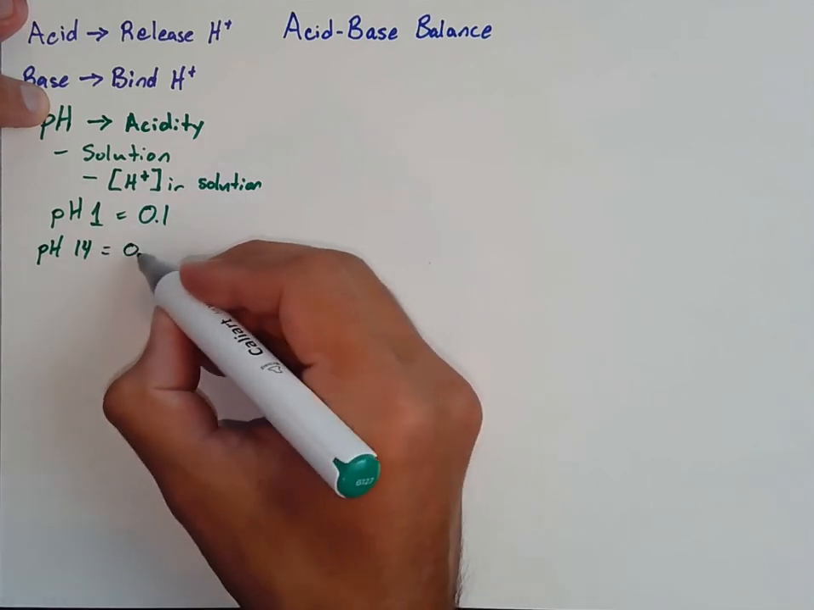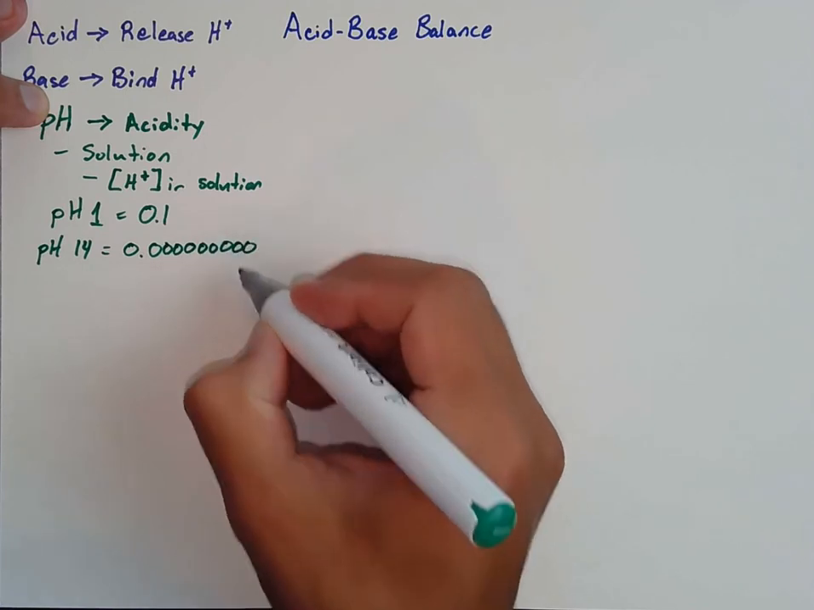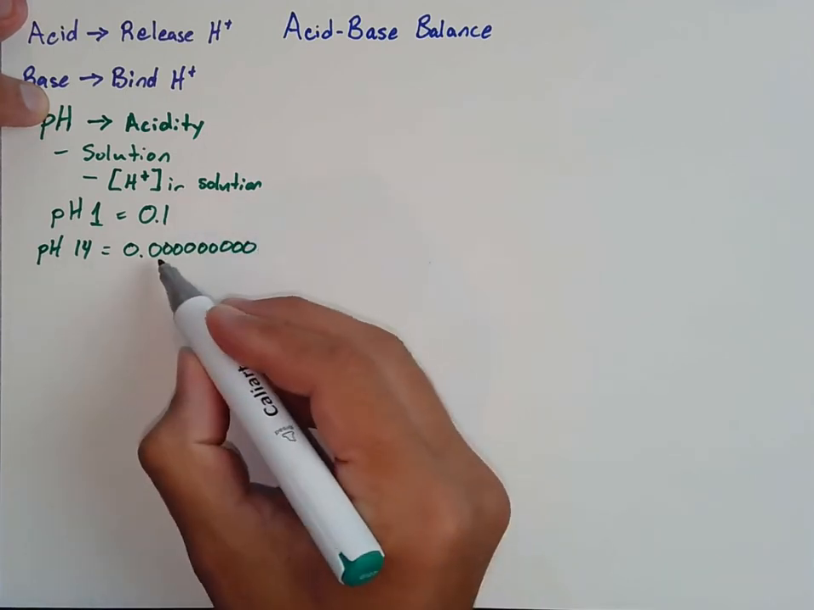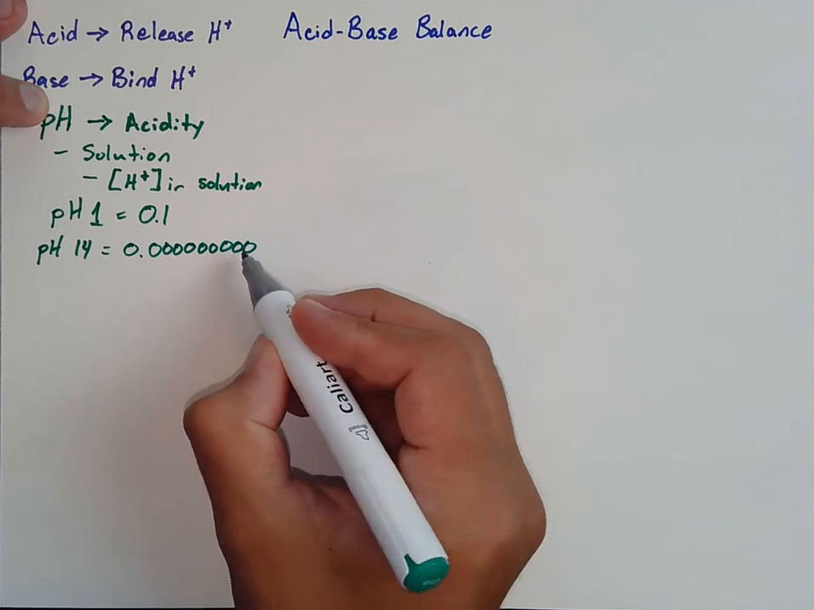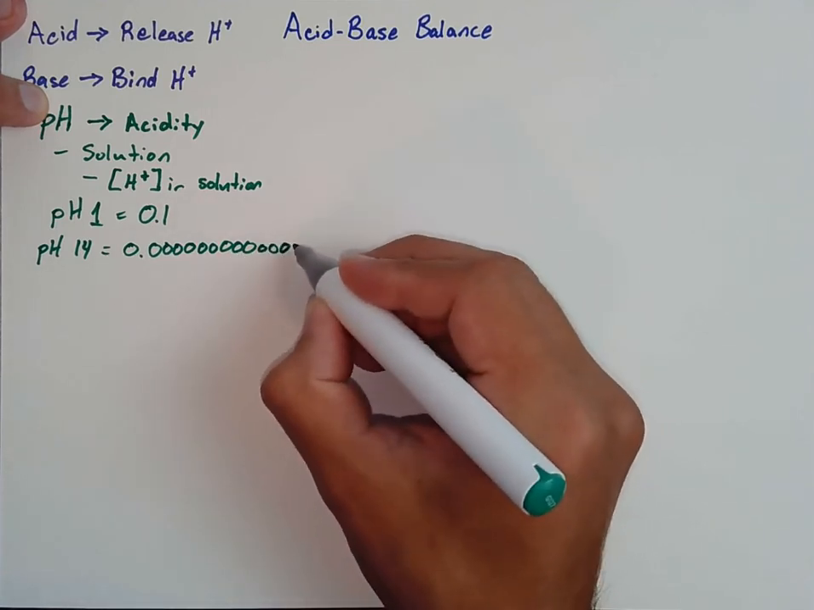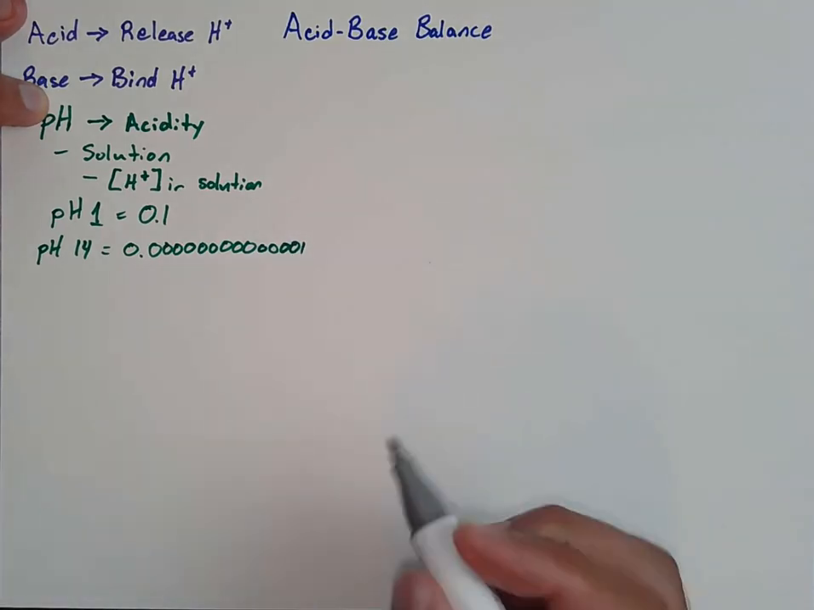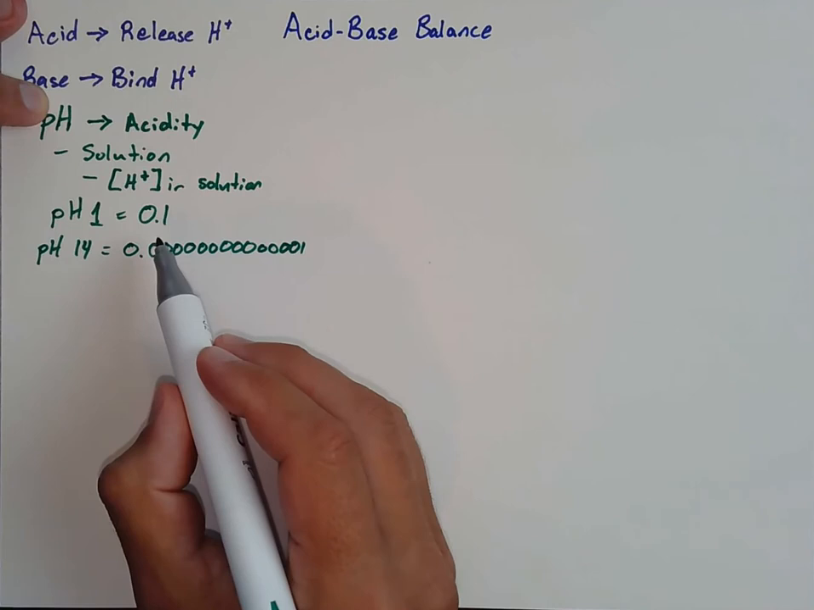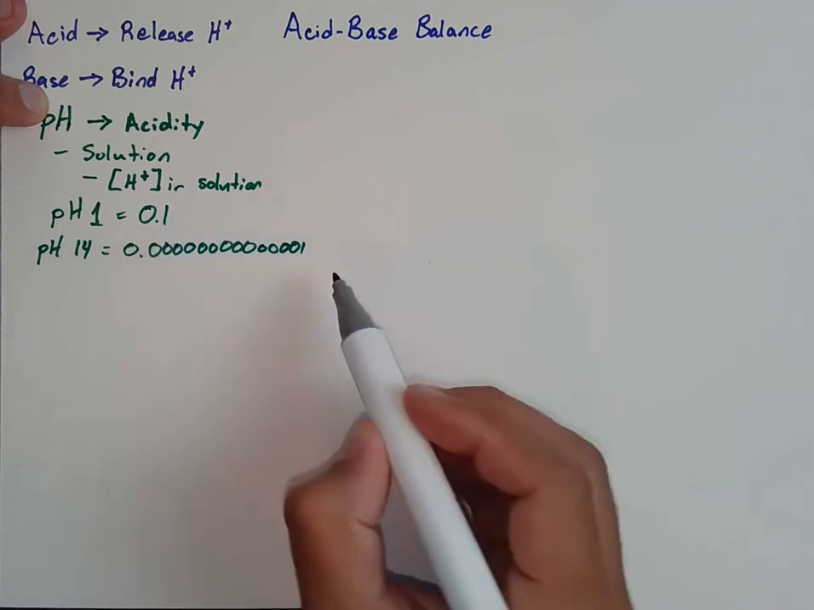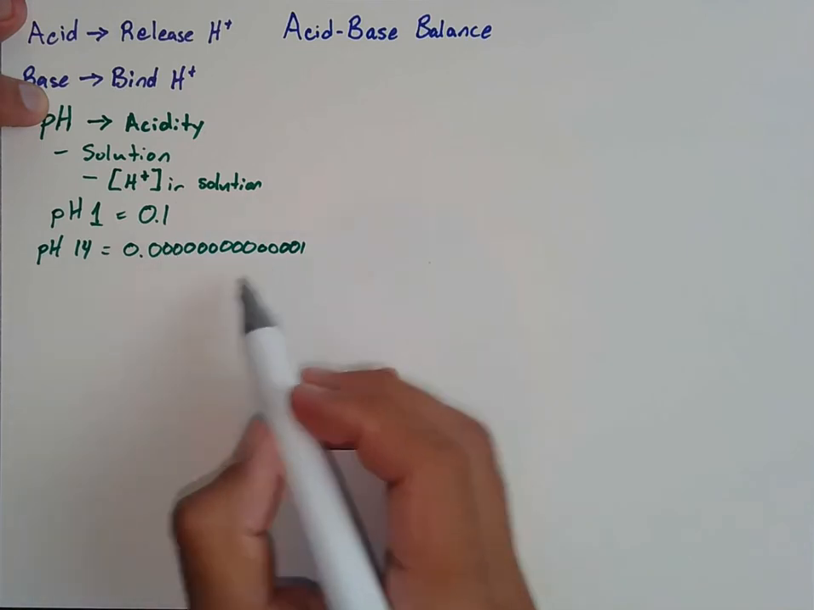So this is going to equal 0.000000000... Okay, do I really need to go on? 1, 2, 3, 4, 5, 6, 7, 8, 9, 10, 11, 12, 13, right? So it's a lot of zeros. So which one's bigger? Which one has more hydrogens? 0.1 or 0.0000000, right? You guys get the point, I hope.